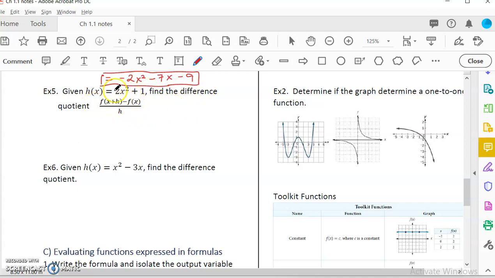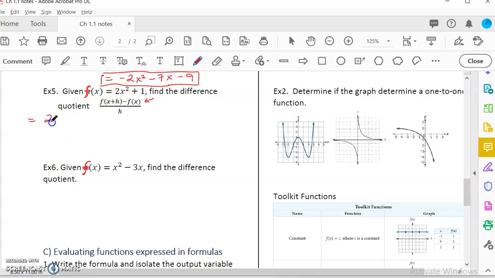So if I have h of x, oh my gosh, I should say f of x. This is all f, otherwise it's not right. So I want to do f of x plus h minus f of x, over h. It's a very complex thing, and you can see there are two types of function notation. This one is easy because it's just the formula itself, but this will involve plugging x plus h into the input.